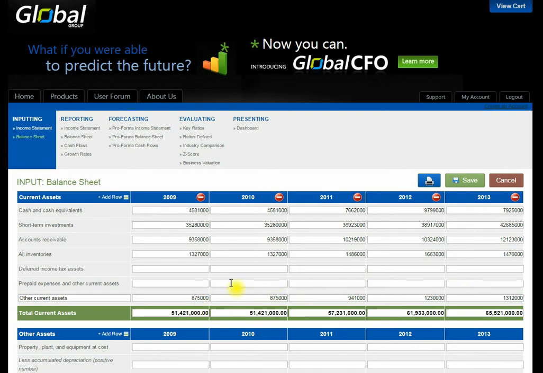Just a word of advice as you use this, it's important that this information is accurate, because everything after this that is derived in Global CFO relies on this information that you input. So it's important to get it right the first time.